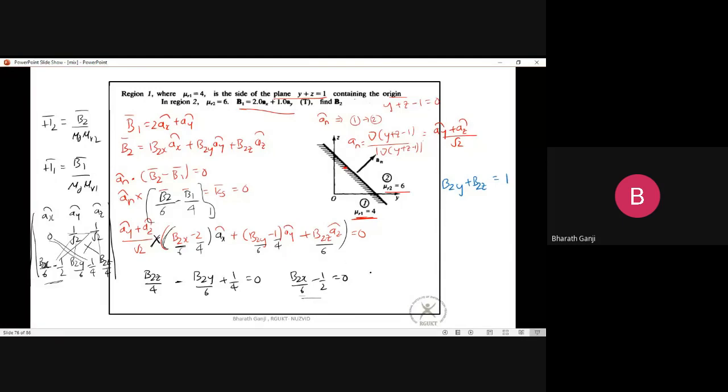So from these equations I can see that b2x is basically equal to 3. From the other equation, if I take the 1 by 4 to the other side, I think I've written it correct. From here I can say that minus b2y by 6 plus b2z by 4 is equal to minus 1 by 4. So by solving these equations we also get the answers for b2z as well as b2y. We also get b2x.